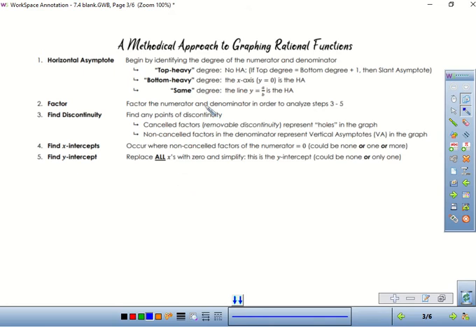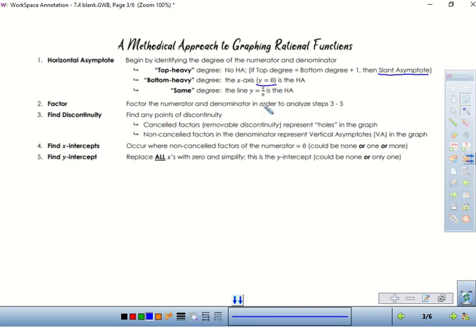So, horizontal asymptote. You're going to start by identifying the degree of the numerator and denominator of your polynomial. There are three different types that can occur. There's a top-heavy situation, which means that the degree on the top is larger than the degree on the bottom. There are some cases where this results in what we call a slant asymptote, and we'll do an example that has one of those today. We also have a bottom-heavy degree, which means that the degree on the bottom is larger than the degree on the top, and that always results in a horizontal asymptote of y equals 0.